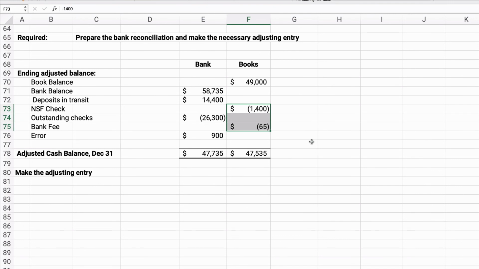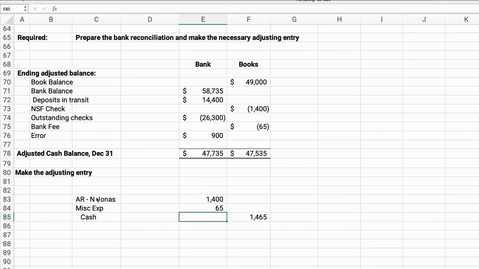Now let's make adjusting entries here. We need to make just 2 entries. For our adjusting entries, we need to make cash go down by $1,465, looks like. So we're going to credit cash in the amount of $1,465. Now what are our 2 debits? We have a non-sufficient funds check, so accounts receivable for N. Jonas. He owes us $1,400. And we have a bank fee. We're going to call it a miscellaneous expense, and that's for $65.